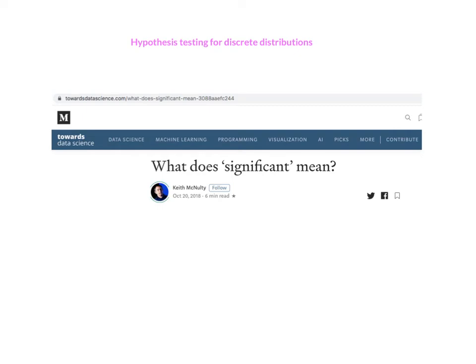We are going to look at hypothesis testing for discrete distributions. And I would recommend you to start with the article at this link. You can search it by its name and author to get a better understanding of the importance of this concept and how it is applied in day-to-day life. On the next pages, I'm going to take some examples.